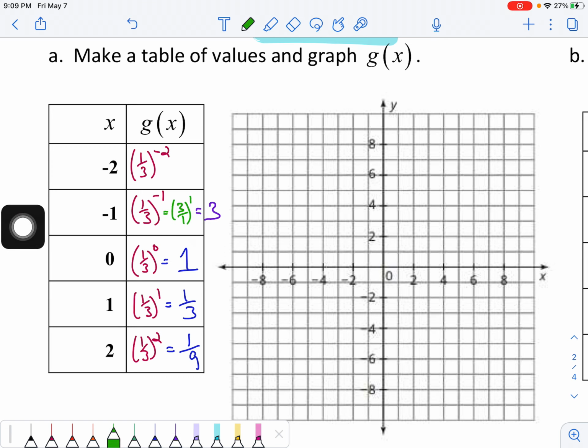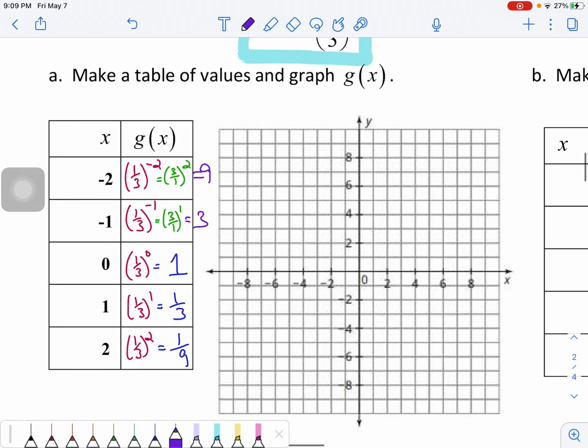Okay. I can do the same thing with this top fraction, right? I'm going to take this negative, which means I'm going to flip this fraction over. So it's going to become 3/1, and the power now becomes positive. 3/1 is 3. 3 squared is 9. So now I can use this table of values to graph. So I'm going to do -2, 9, -1, 3, 0, 1.